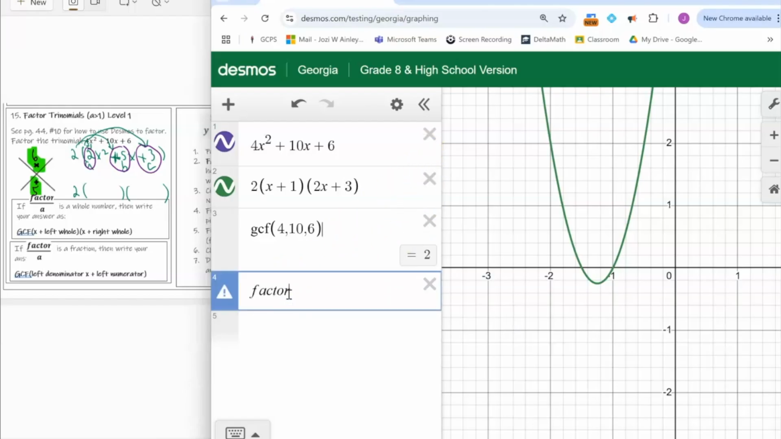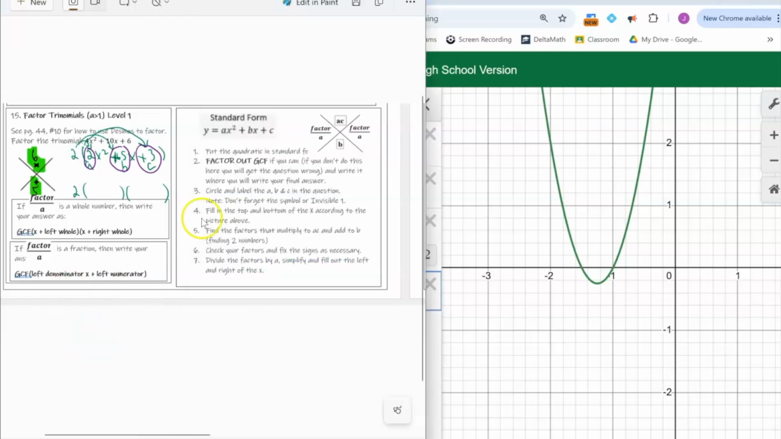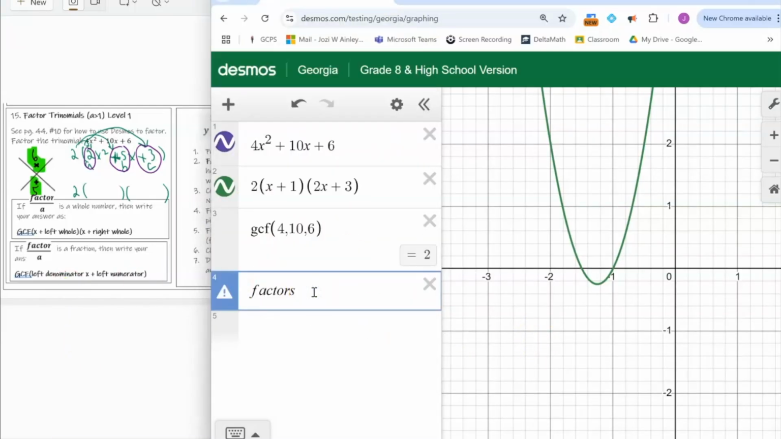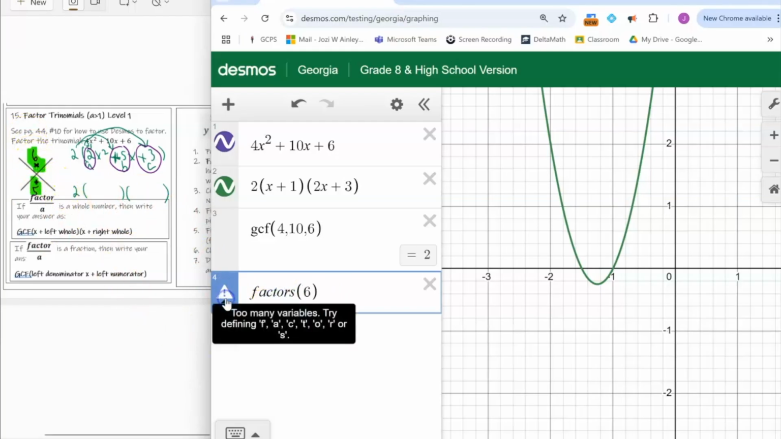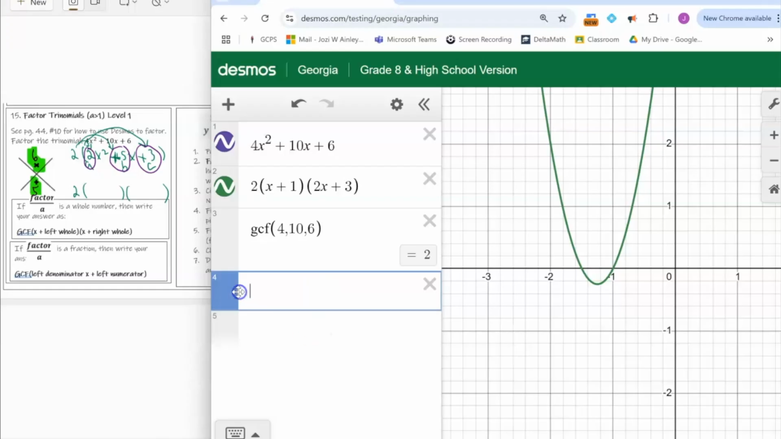Factors of, what are they? The factors of AC. So A is 2 and C is 3. No, factors of AC, I'm sorry. I'm tripping. Factors of AC, which is 6. Okay, so no, that doesn't help me. Too many variables. Maybe factor of 3. Okay, I guess it's not going to let you down.